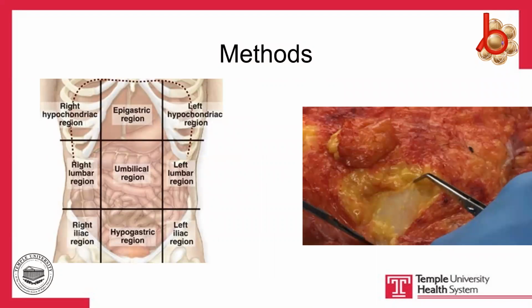So what did we do? We obtained tissue samples from paniculectomy, conventional abdominoplasty, and fleur-de-lis abdominoplasty performed by a single surgeon. The specimens were collected following removal and processed within 2 hours. These were sampled from separate anatomic locations referred to as depots, such as the epigastric, umbilical, or hypogastric region.